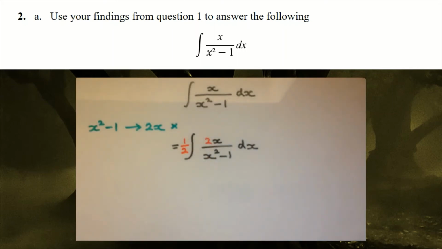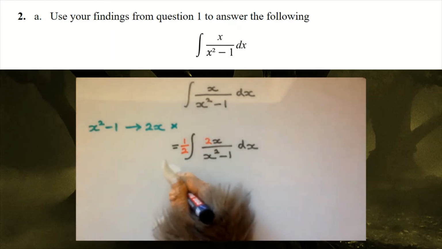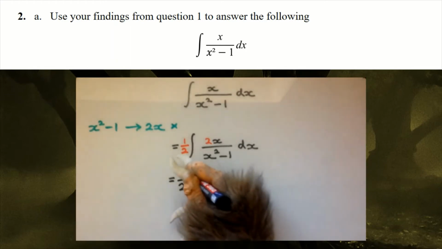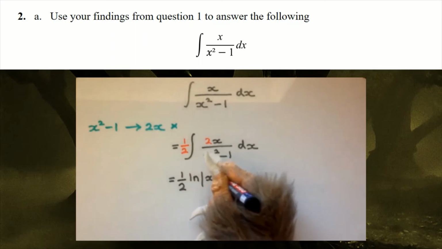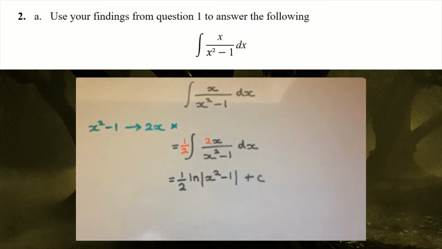So the answer is now really straightforward. Okay, so it's just going to be 1/2 this time of the natural log of x squared subtract 1 plus the constant of integration. Okay, so I've managed to salvage this question just by doing a little bit of manipulation in the integrand.